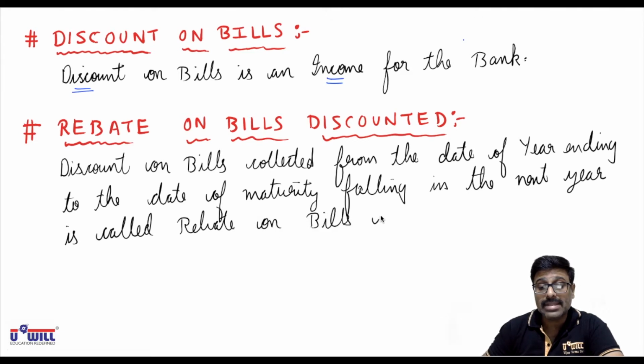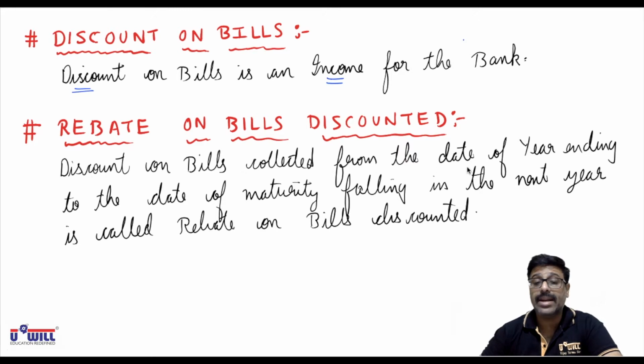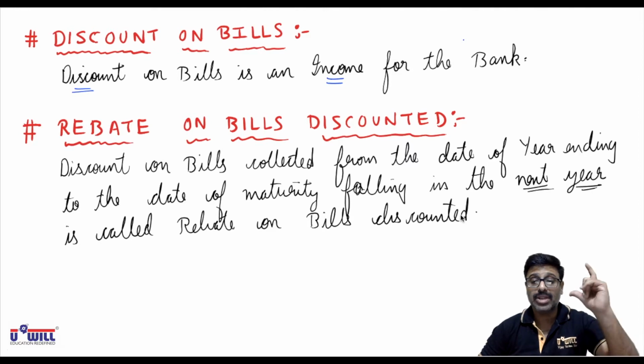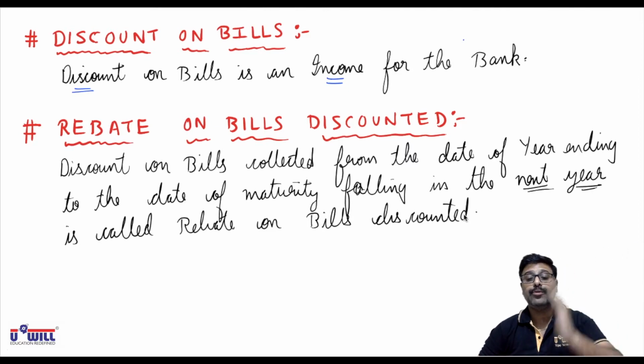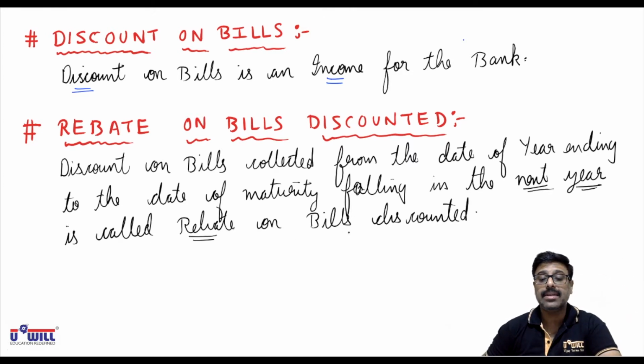Look at this language once again. In the example which I gave you just now, the discount income on the bills collected from the date of year ending. Date of year ending was 31st March 21. So you can say 1st April 21 onwards. Whatever is the discount collected from 1st April 21 onwards to the date of maturity. Maturity date was 1st May. So 1st April to 1st May, 1 month. And that date of maturity is falling in the next year. Then only you have rebate on bills discounted. So that 1 month's discount from 1st April to 1st May, the date which falls in the next year, is called rebate on bills discounted.